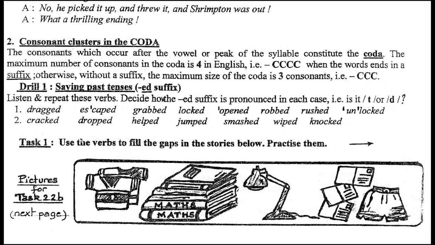Good. So I'm going to correct the first line. In line one, in dragged, the ed is pronounced d. In escaped, the ed is pronounced t. In grabbed, the ed is pronounced d. In locked, the ed is pronounced t. In opened, the ed is pronounced d. In robbed, the ed is pronounced d. In rushed, the ed is pronounced t. And in unlocked, the ed is pronounced t.